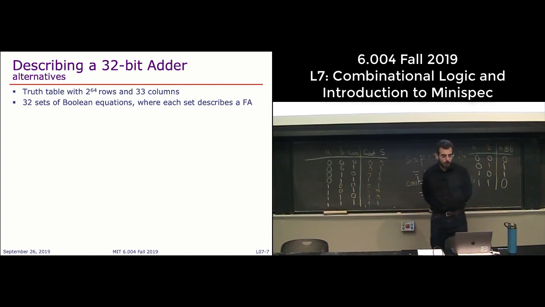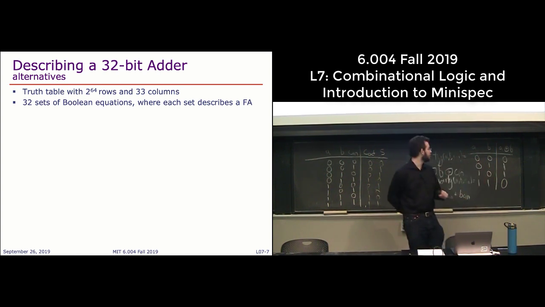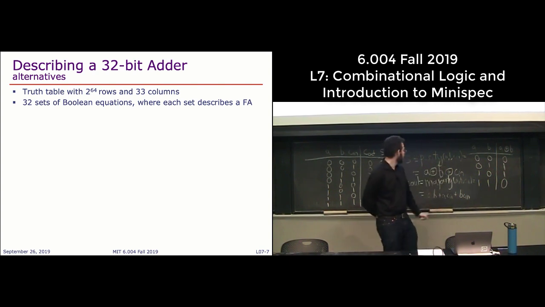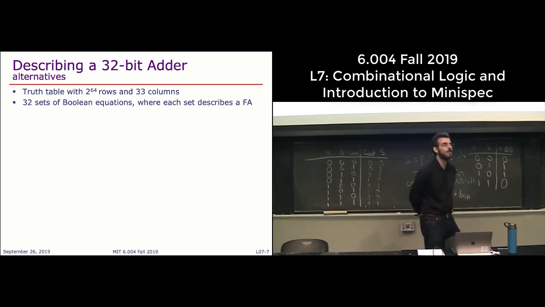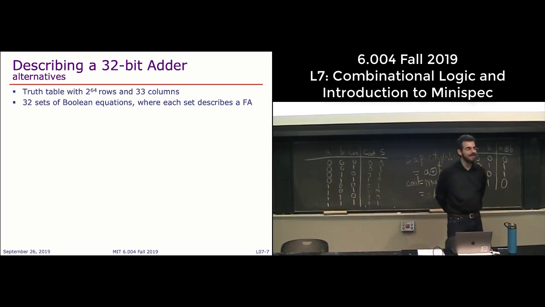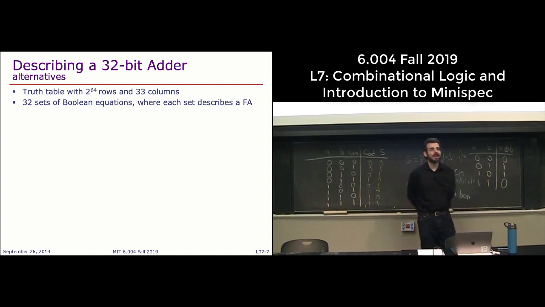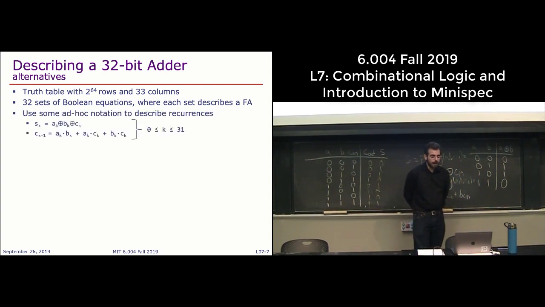We could write Boolean equations, right? So you could start saying S0 equals 0 XOR A0 XOR B0, and C1 equals blah, blah, blah, and then you'd end up with 64 Boolean equations that are almost the same. So a lot of repetitive work, probably you don't want to do that. What else can we do?